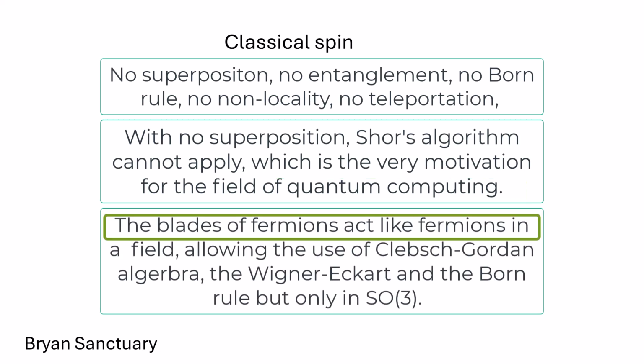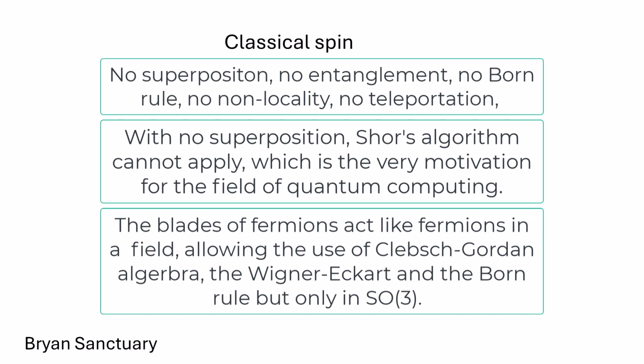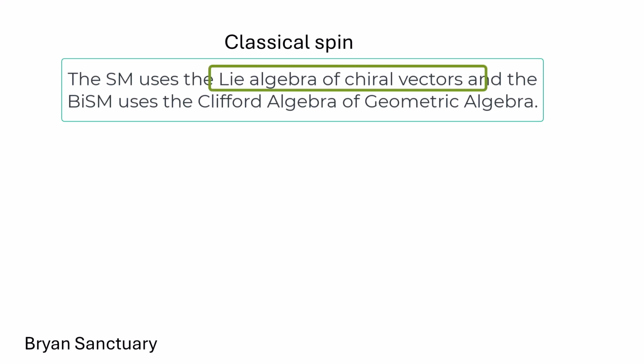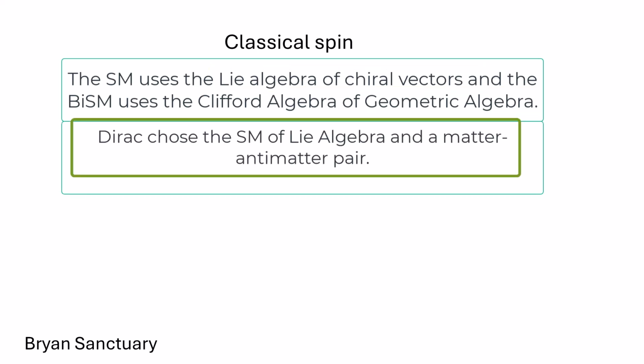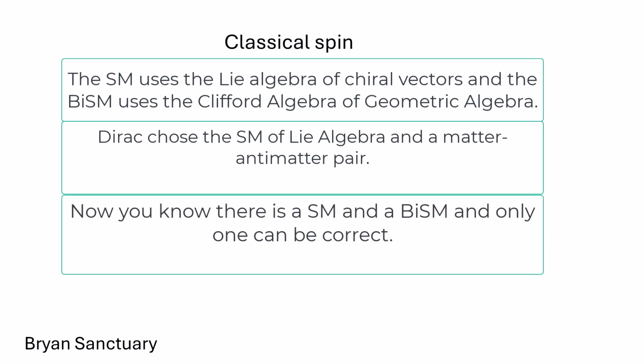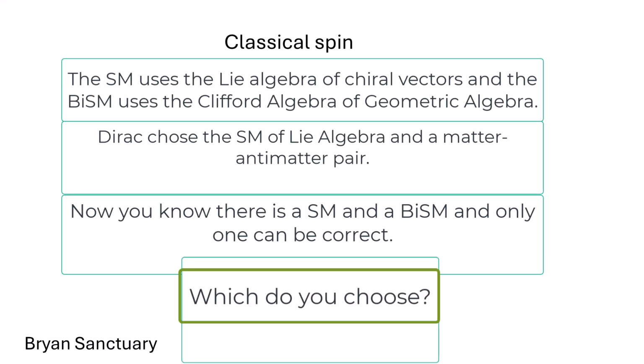However, the blades of bosons act like fermions, and the vector algebra of angular momentum still works. That is, the Clebsch-Gordan algebra remains unchanged, and the Wigner-Eckart theorem and the Born rule also work, but only for SO3, not for SU2. Fundamentally, the standard model uses the Lie algebra of chiral vectors, and the bivector model uses the Clifford algebra of geometric algebra. Dirac chose the former, not knowing about the latter. Now you know there is a standard model of fermions and a bivector model based upon bosons. Which do you choose?